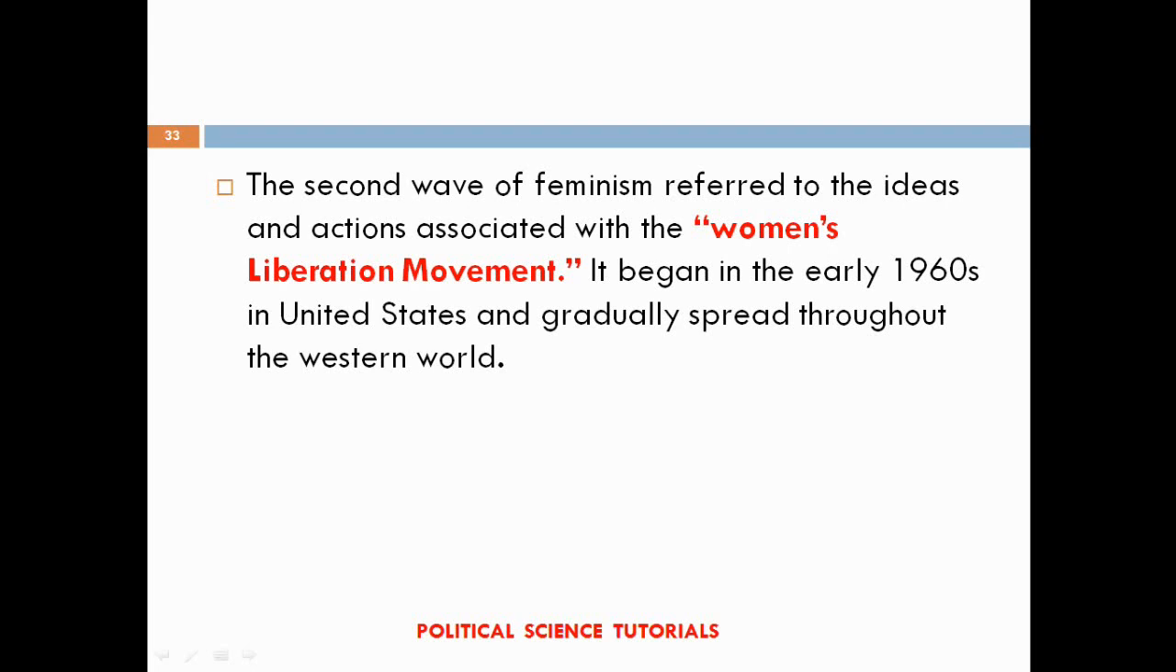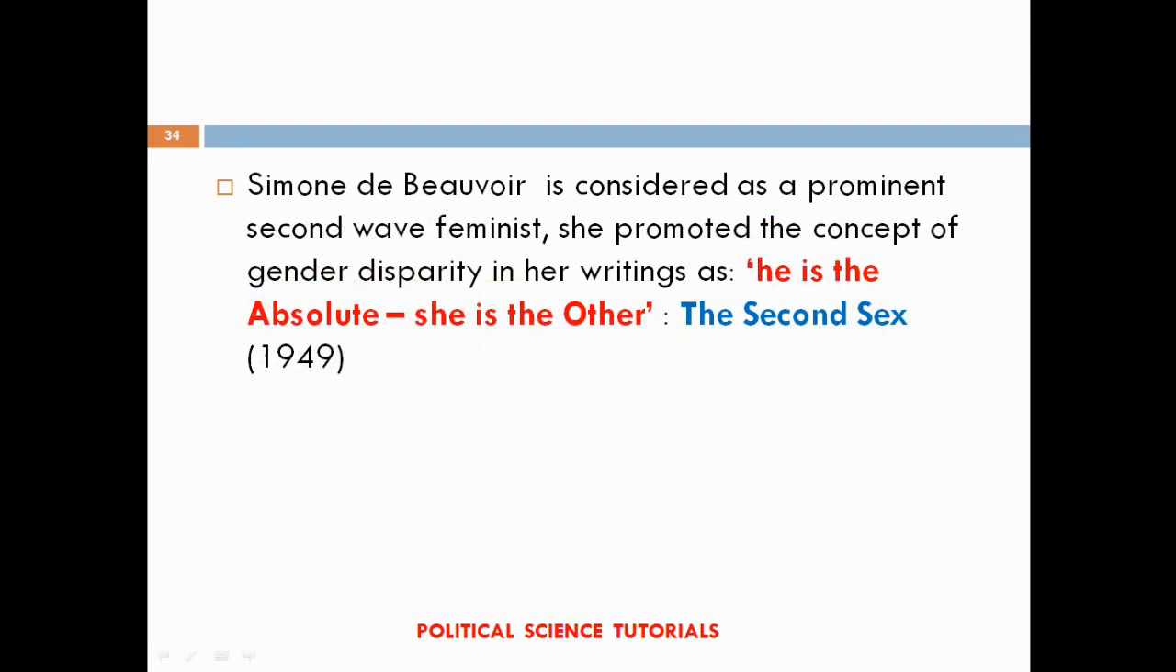I already mentioned the name of Simone de Beauvoir when we were discussing gender-sex distinction. She put the sex-gender distinction as one is not born but becomes a woman. It means that with the process of socialization, women become women as a gender. She is considered a prominent second wave feminist. She promoted the concept of gender disparity in her writings, as he is absolute, she is the other, in her book The Second Sex, which was published in the year 1949.